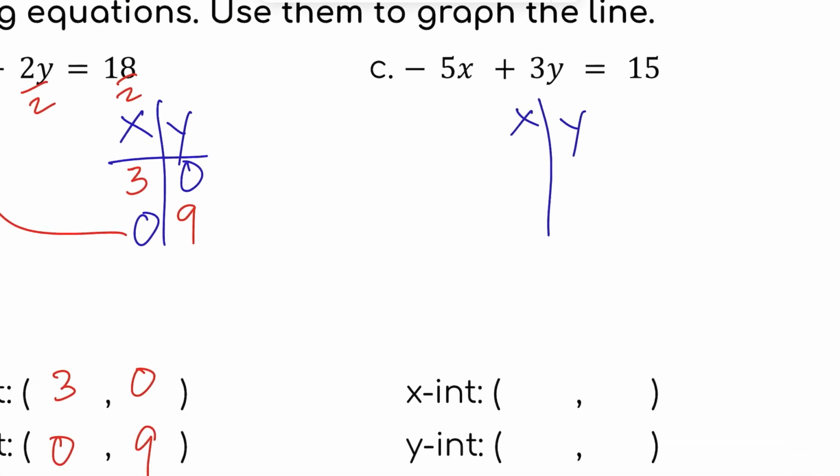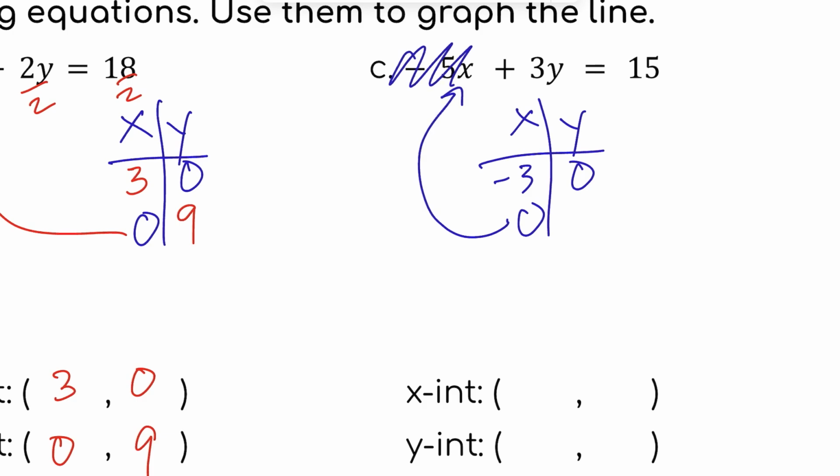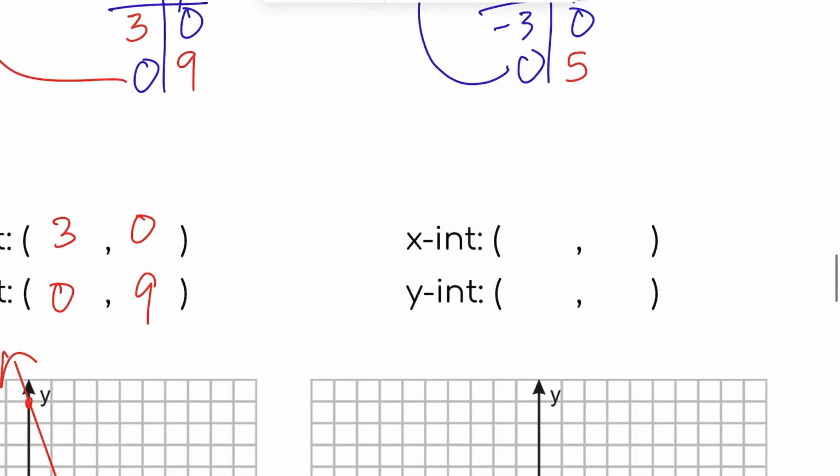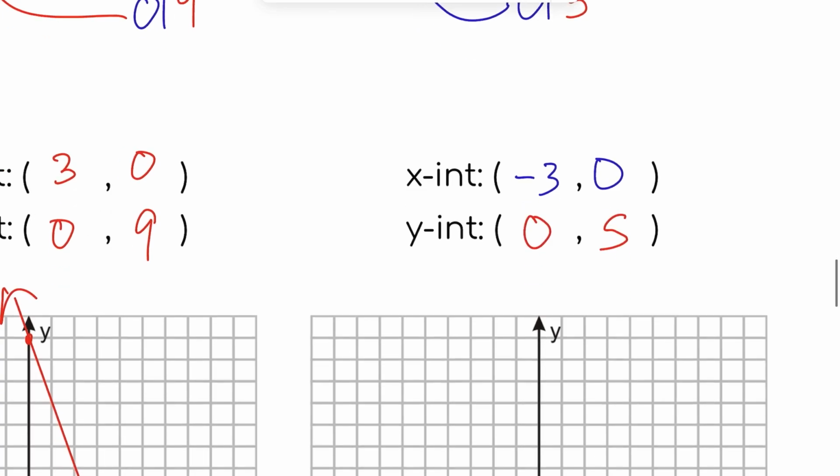Again, the zeros for the intercepts. 0 in for y, it's gone, and the x-intercept is -3, so get rid of that. And then 0 in for x, it's gone, divide by 3, and you get the y-intercept of 5. Just do it in your head, okay? Let's just leave it, I guess. So then x-intercept is -3, 0. Y-intercept is 0, 5.